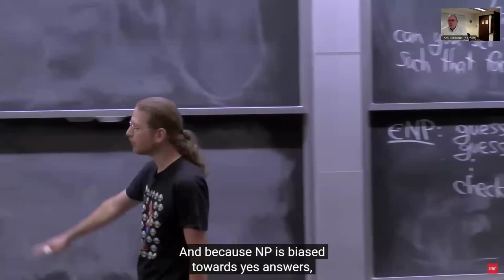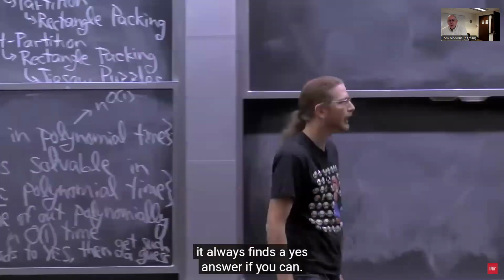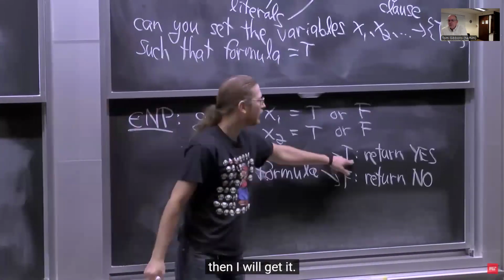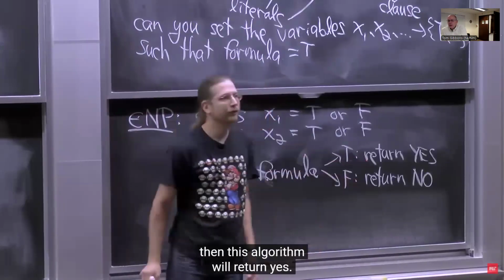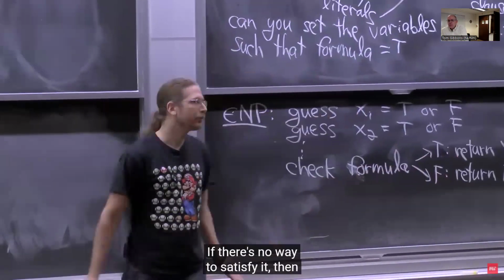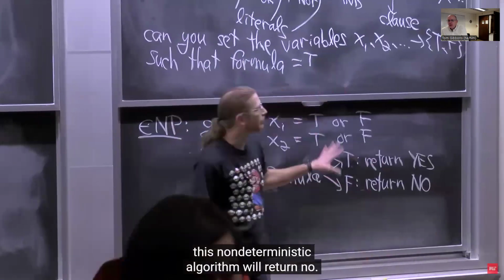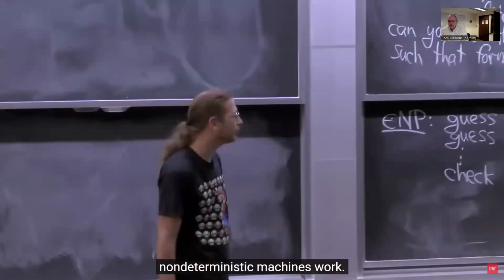Because NP is biased towards yes answers, it always finds the yes answer if it can. If there's some way to satisfy the formula, then I will get it. If there's some way to make the formula come out true, then this algorithm will return yes. If there's no way to satisfy it, then this non-deterministic algorithm will return no. That's just the definition of how non-deterministic machines work.